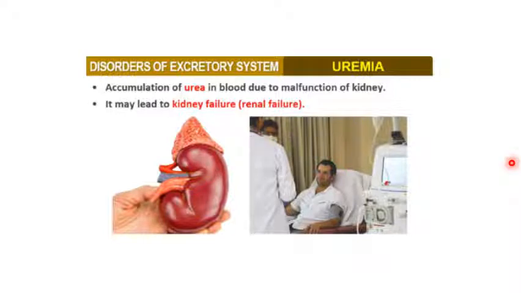Disorders of the excretory system. So one of the disorders is uremia. Uremia is when urea accumulates in the blood due to some malfunction of the kidney. So this leads to kidney failure. So when urea is not properly removed, the person has uremia.